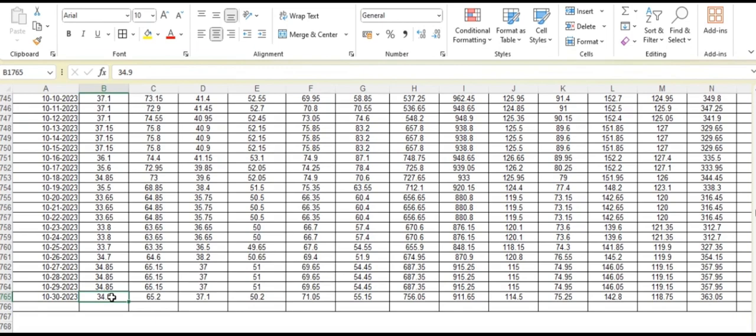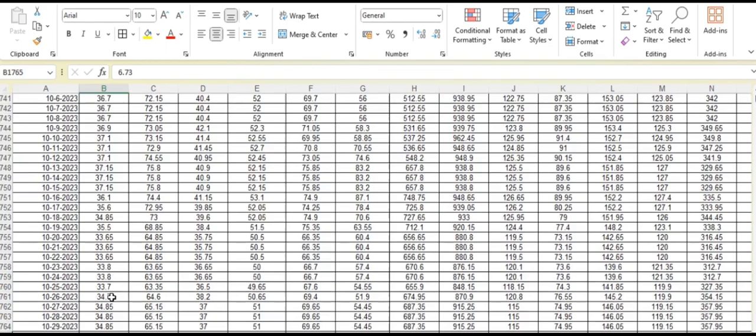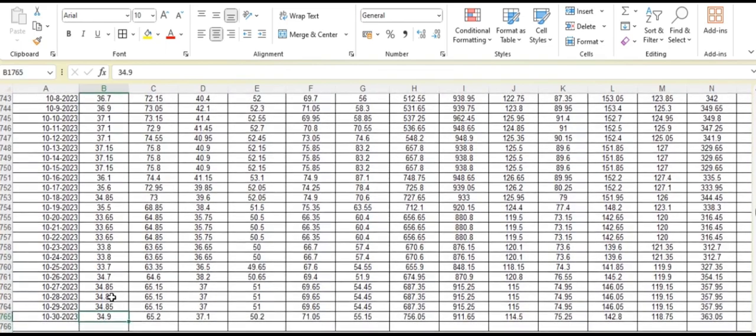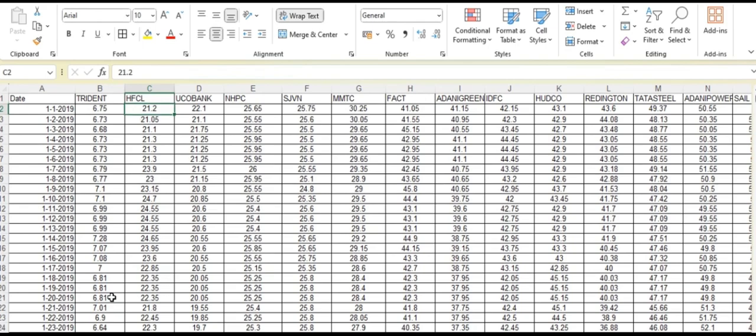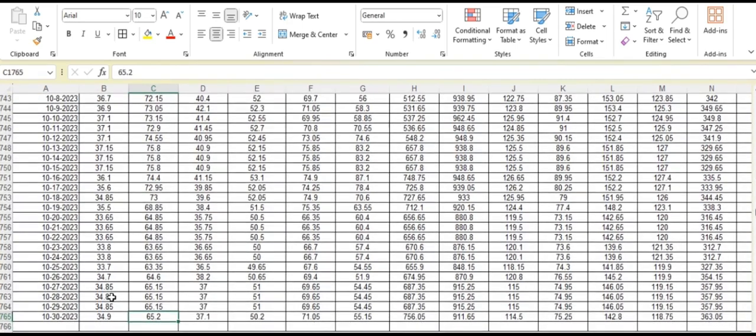You can also see that all of these stocks have shown a significant appreciation in their prices, given that Trident started at 6.5 rupees or 6.75 rupees and has now touched 35 rupees. Similarly, if you look at HFCL, it started at 21 rupees in 2019 and has now touched 65 rupees. So all the stocks have shown significant appreciation in their values.